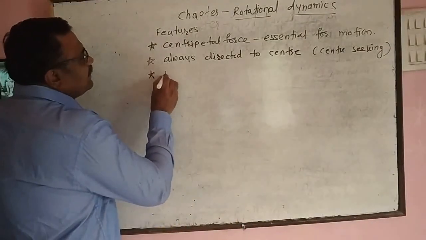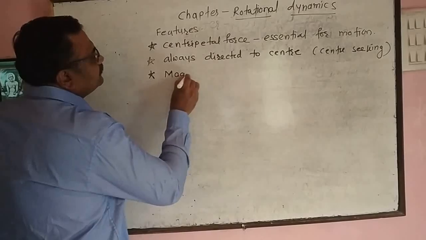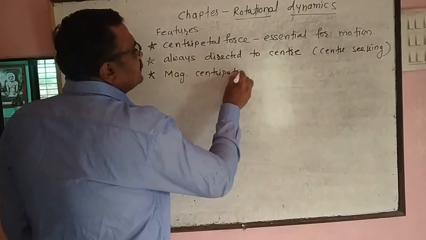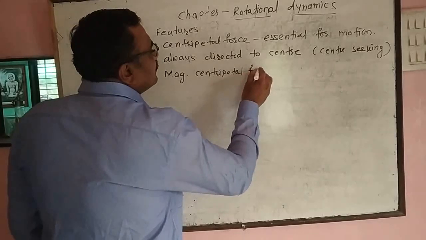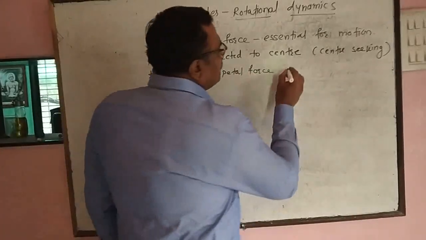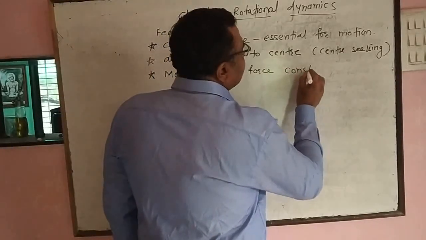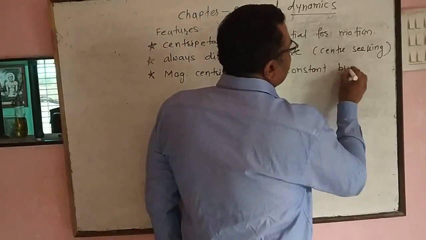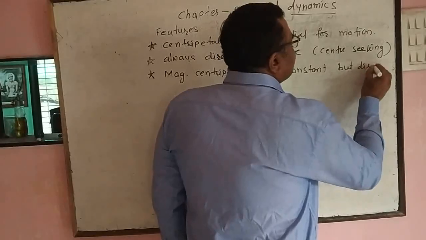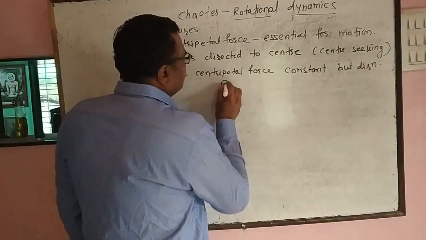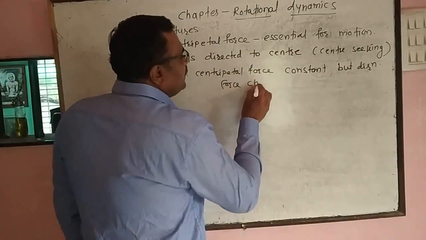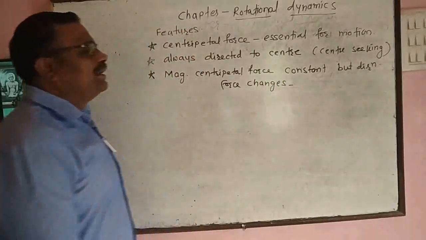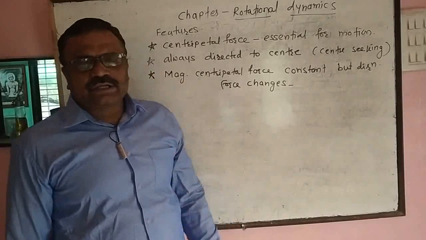Magnitude of centripetal force. The magnitude of centripetal force remains constant throughout the motion, but the direction of centripetal force continuously changes when the particle takes different positions on the circumference.